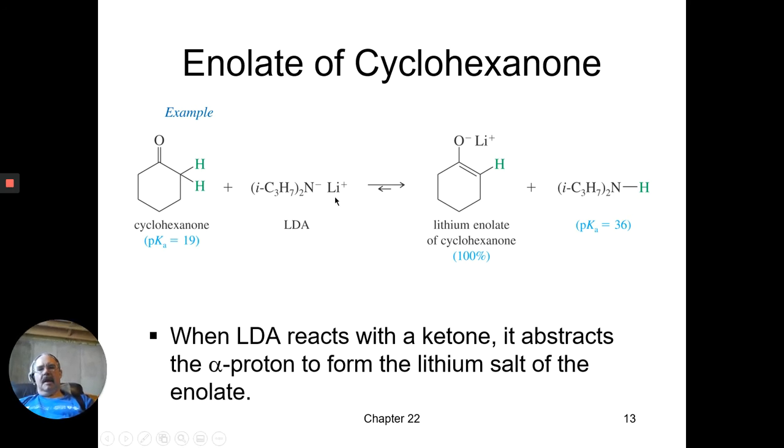When LDA is used, this goes all the way to the enolate. Because the pKa of the amine is about 36, whereas the pKa of the alpha hydrogens on the cyclohexanone is about 19. So this is very favorable. It goes all the way to products.